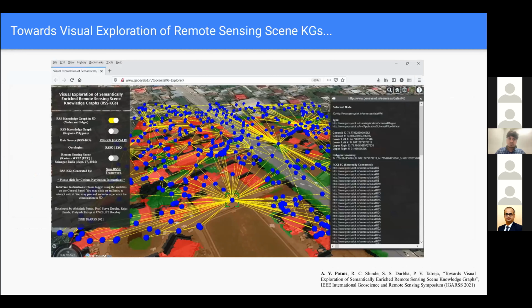Another important research that we pursued in our lab was to try and visualize the remote sensing scene knowledge graph that we were generating, right? This was another work that was published in an IEEE conference. So the idea was to be able to parse the knowledge graph that was generated by our framework and have the user intuitively interact with it. For those who are interested, this tool that we developed has been hosted on our lab website. So the URL is geosysiot.in/tools/rskg-explorer. You can even take a look at the data source that we are using. If you click on this hyperlink, you will be presented with the knowledge graph.